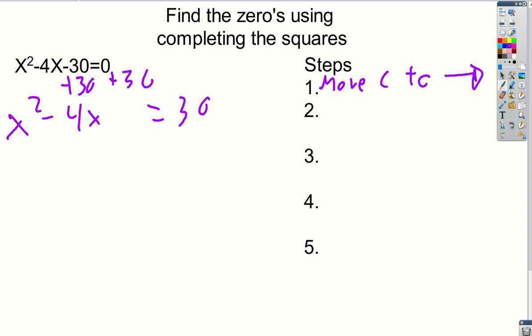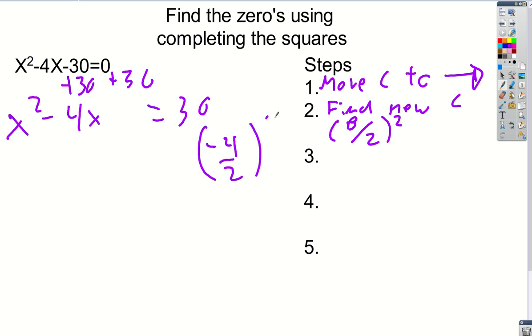So now we have to find our new C term. To find our new C, our equation is we're going to take our B term, divide by 2, and then square it. So my B term right now is -4. -4 divided by 2 is -2, and square that. It's going to get me to +4.